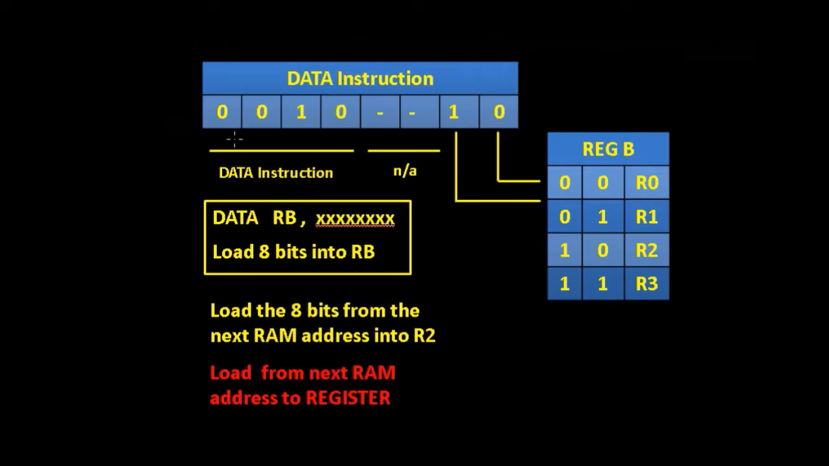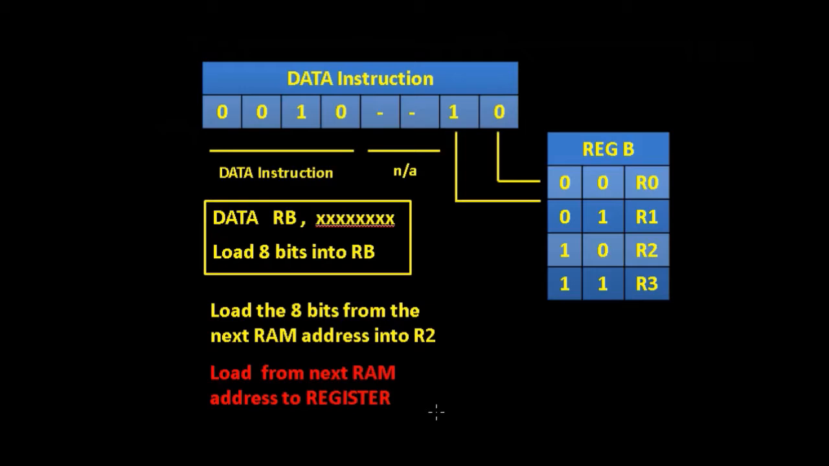So the data instruction is given by 0010. These two bits are not used, and this is the register B. In this instance here we're pointing to register 2. So we could see here that we're loading the 8 bits from the next RAM address into R2. Okay, so in red here we're really saying load from next RAM address to a register. So that's what the data instruction does.